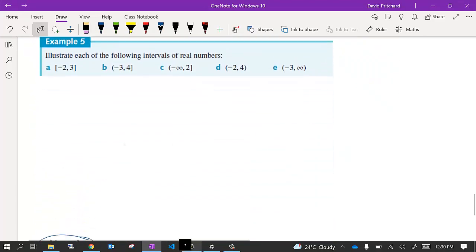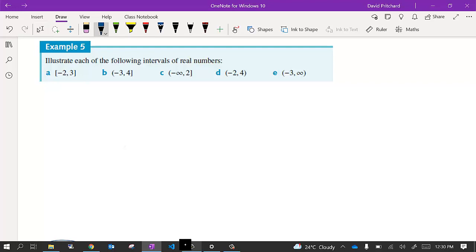Now, final questions here. We just want to illustrate each of the following intervals of real numbers. So we want to sketch them on a number line. Let's just do A, C, and D. So for A, we've got a number line, and we'll say that's x. -2 is my lower limit, 3 is my upper limit. If we want to, we can put a 0 in here if that makes us feel better about ourselves. -2 and 3, both are colored in because we're inclusive of those values. And there we have it.